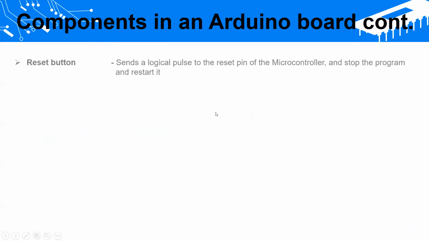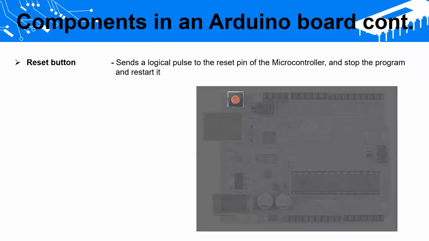We have a voltage regulator to regulate the voltage. If we give a higher voltage, it is regulated by that regulator; if it can't handle that voltage, the regulator will burn out, which saves the Arduino board. Then we have a reset button. This is the reset button.